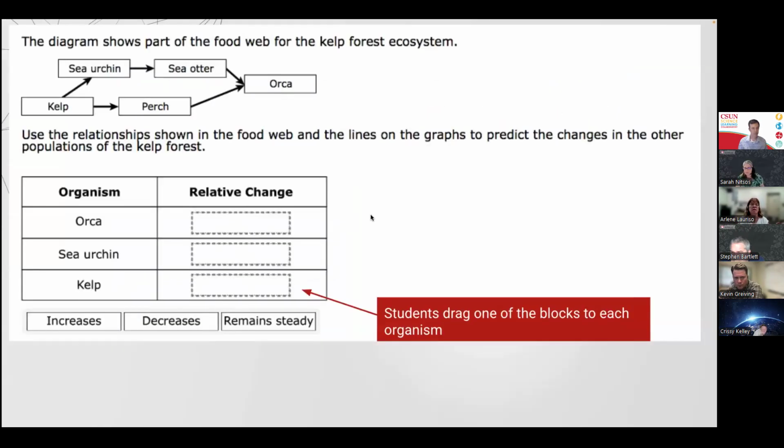So they're given this food web and then asked to predict what changes would occur in the relationships between the different organisms. They're going to drag increase, decrease, or remains the same into the relative change depending on the relationship. So here's an example of a drag and drop.